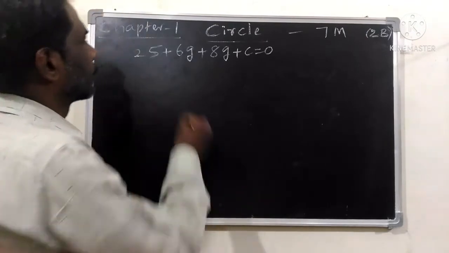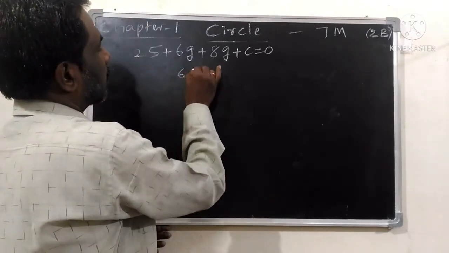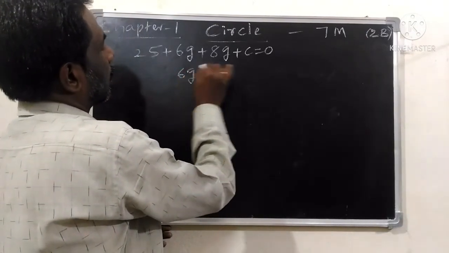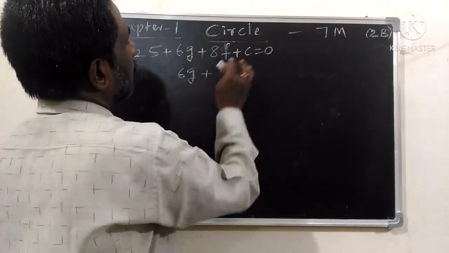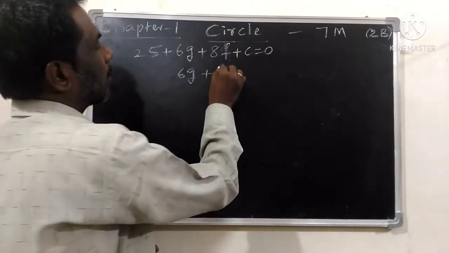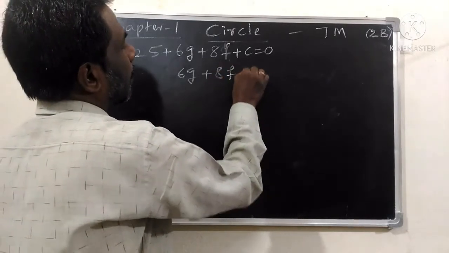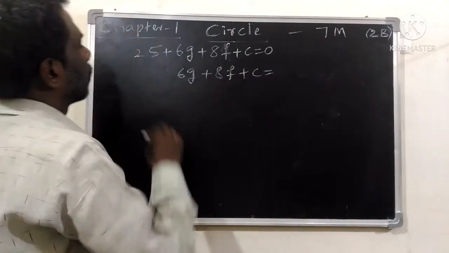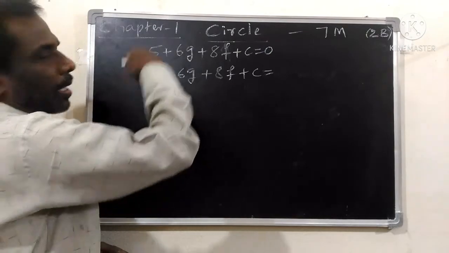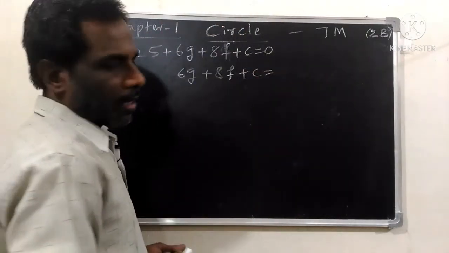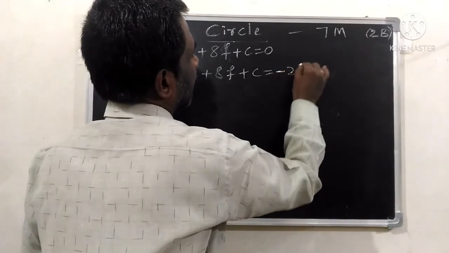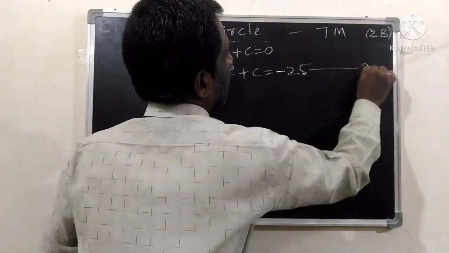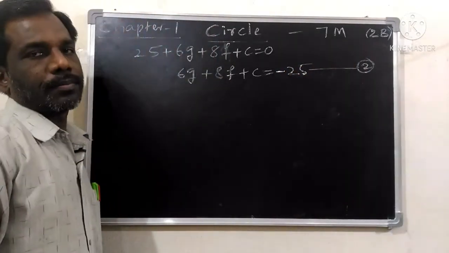And next, write 6g plus 8f plus c equals, take the 25 to the right side. So plus 25 becomes minus 25. This is now the second equation.